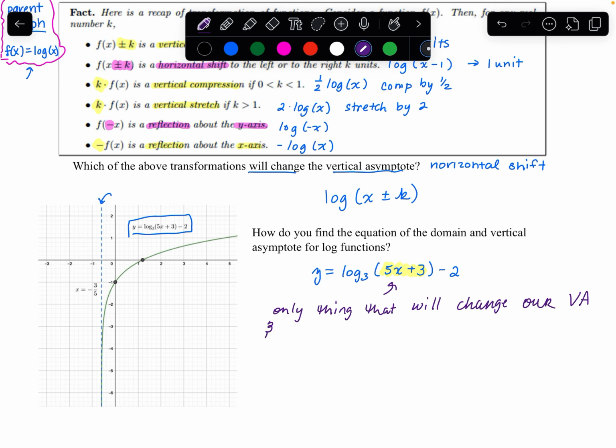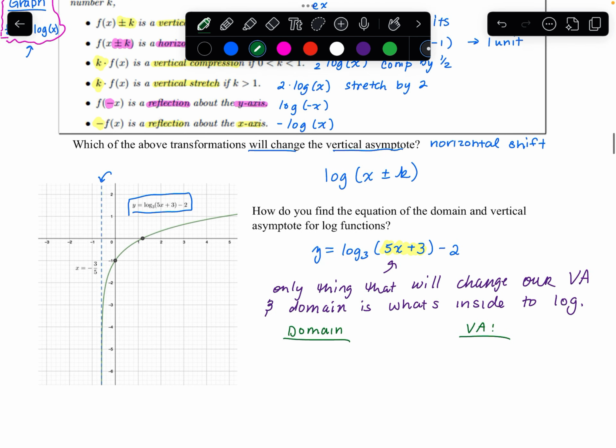It will also change our domain. Since there's a relationship between vertical asymptotes and domain, let's go ahead and add that fact. We'll find it all together. And domain is what's inside the log. Remember, this is not multiplication. So, since there's a strong relationship between our domain and our vertical asymptote, we'll kind of find them side by side.